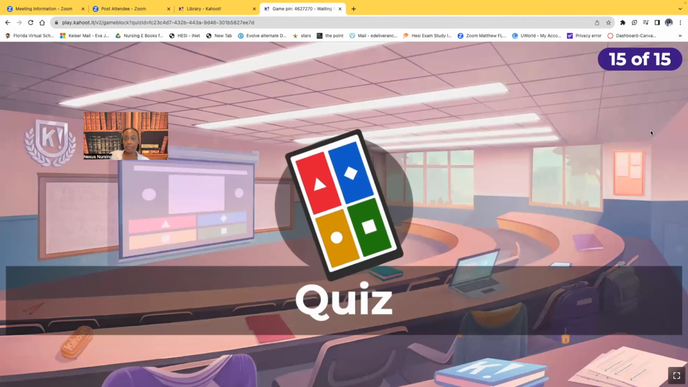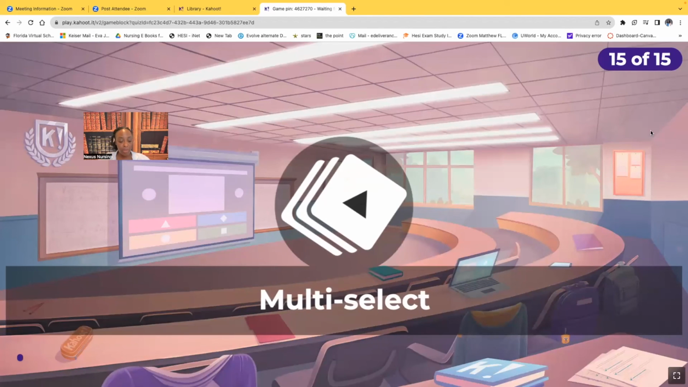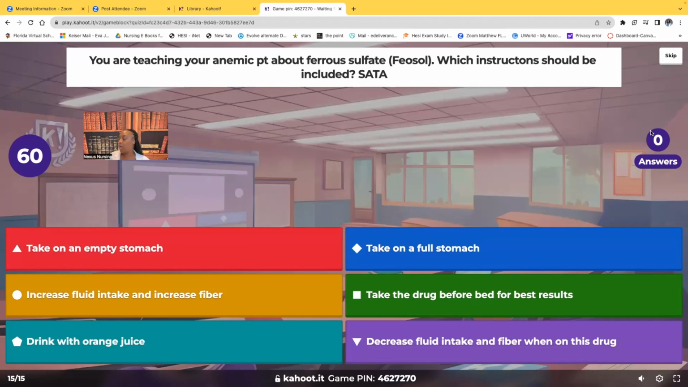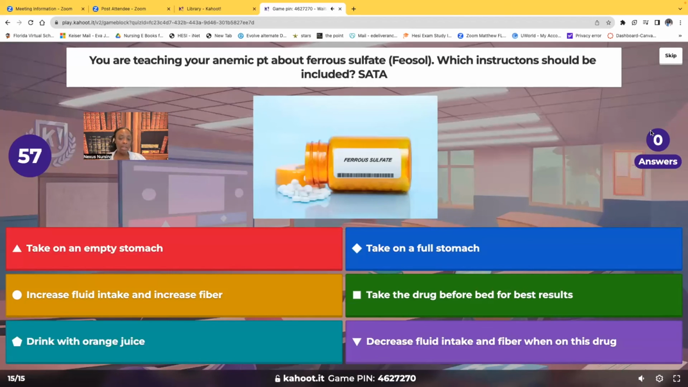Last question. Select all that applies. You're teaching your anemic patient about ferrous sulfate. Which instructions should be included? Select all that applies. Take it on an empty stomach, take it on a full stomach, increase fluid intake and increase fiber, take the drug before bed for best results, drink with orange juice, decrease fluid intake and fiber when on this drug. What do you guys say?